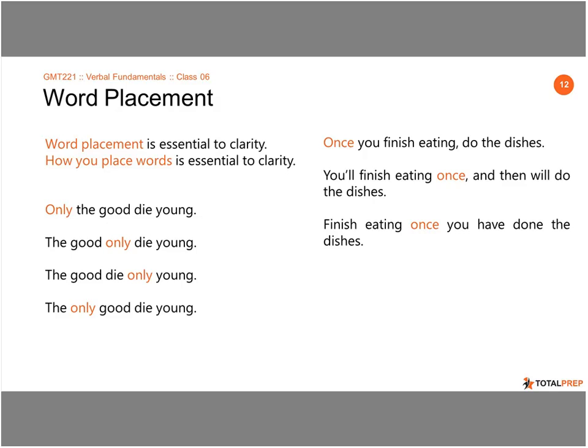Let's take a look here at word placement. Let's illustrate this one. So word placement is essential to clarity. How you place words is essential to clarity. The GMAT would prefer this first alternative over here.